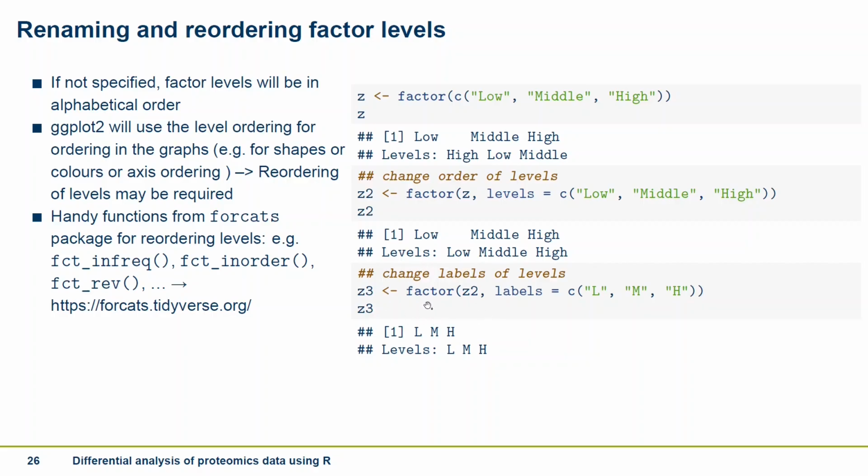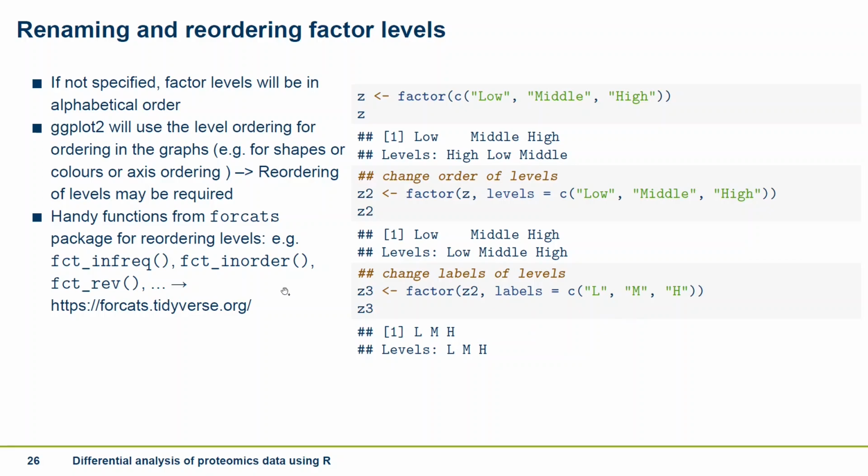What is also possible is that if you want to change the labels, for example, you see that you don't have so much space in your plot and want to shorten it to L, M, and H, for example, you can do this by using the labels argument here.